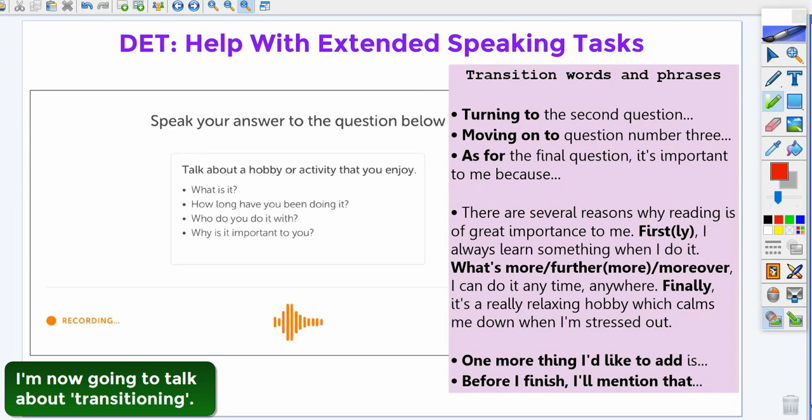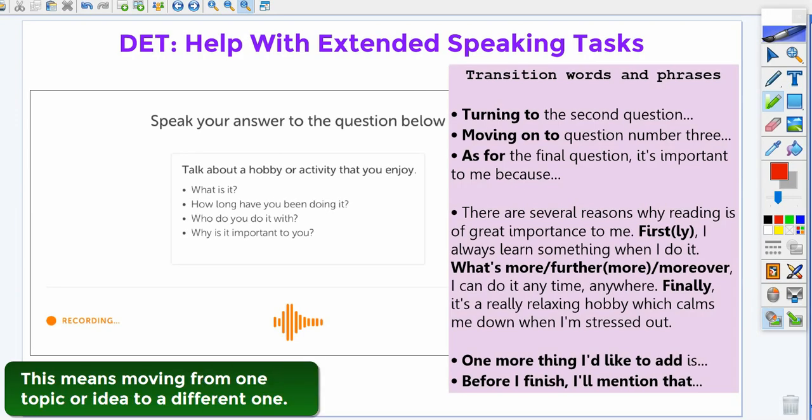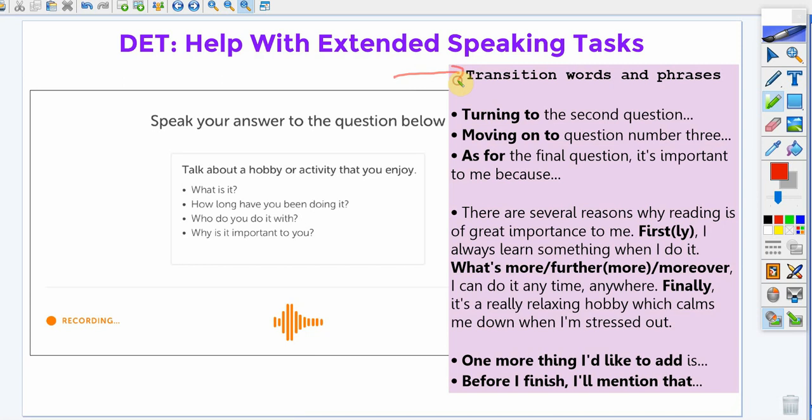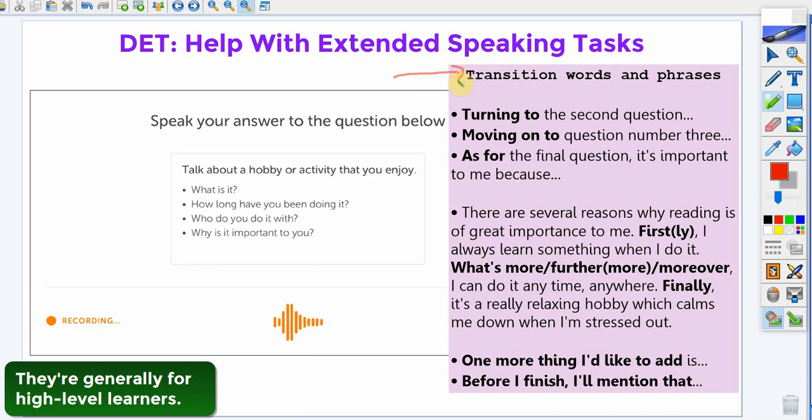I'm now going to talk about transitioning. This means moving from one topic or idea to a different one. Transition words and phrases, like the ones on the screen, are quite sophisticated. They're generally for high-level learners.